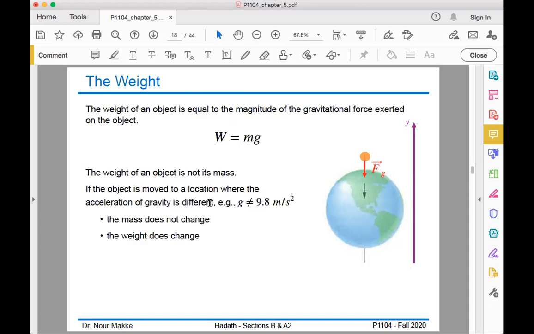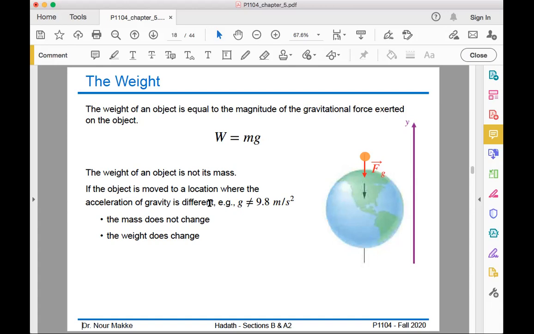Now the weight of an object is equal to the magnitude of the gravitational force exerted on the object. We call it sometimes W, or we call it Fg, it doesn't matter. In the problems, I will all the time use mg itself. So the weight of an object is not its mass, be careful.